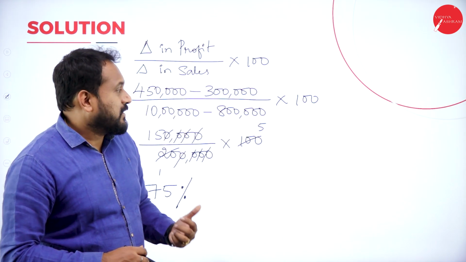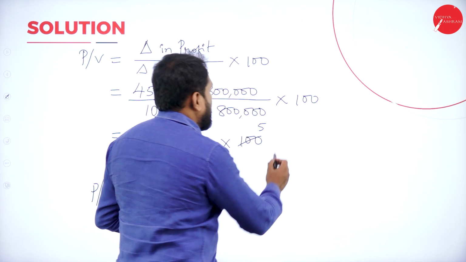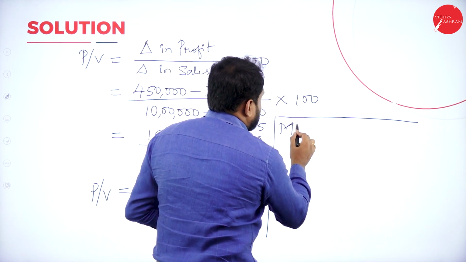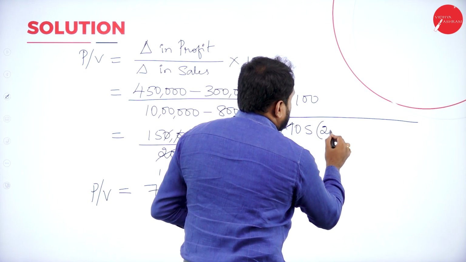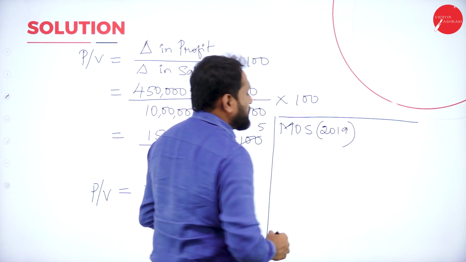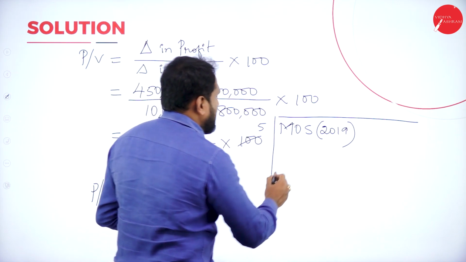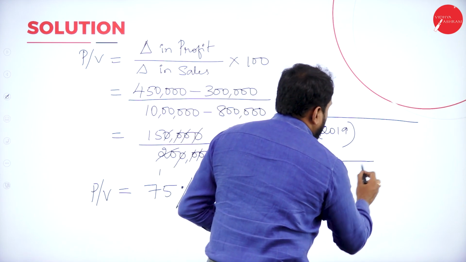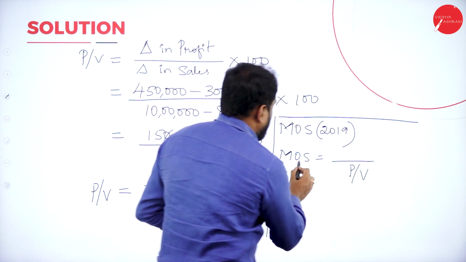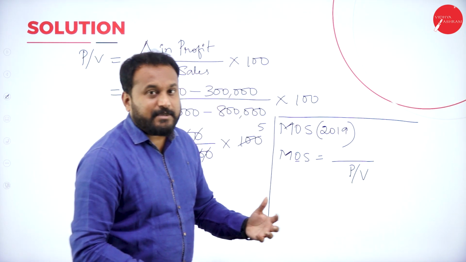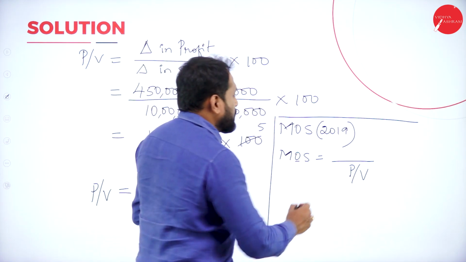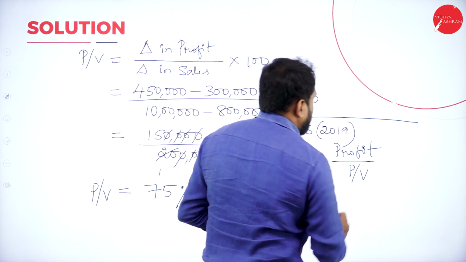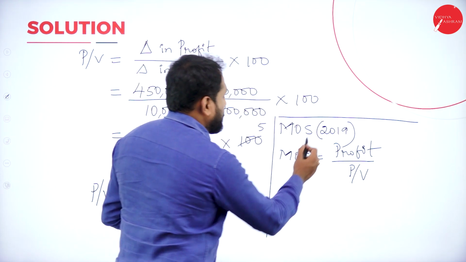Next we need to go with solving MOS. Now understand, let's have a break here. Now what exactly is it? MOS for 2019. So what is the MOS formula? MOS is equal to, we have the profit volume, PV. Now O, after O what will come? That is A, B, C, D, P. P means what? Profit. So profit by PV.